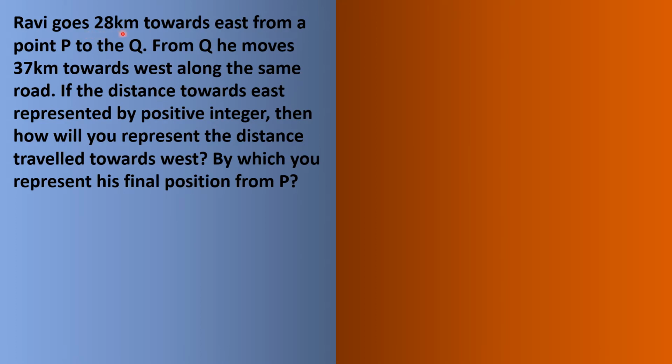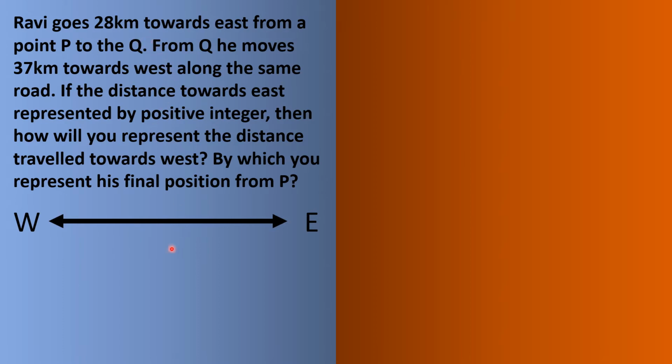At first, Ravi goes 28 km towards east. So there are two directions actually, east and west. Always remember, it is given here that east is represented by positive integers. It means whenever we go towards east, according to this question, the distance is a positive integer. Then if we go towards west, it will be a negative integer. So let us solve this question.